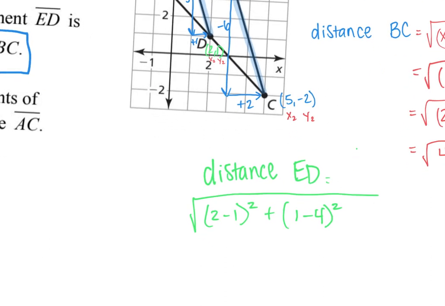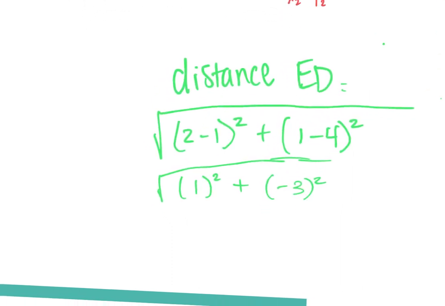2 minus 1 is going to just give us 1. So we're going to get the square root of 1 squared plus negative 3 squared. Did we get 1 squared and 3 squared? Sure did. Even though it's negative, it's going to turn into a positive, okay? So this is the square root of 1, because 1 squared is just 1, plus, what's 3 squared? 9. So this is the square root of 10.